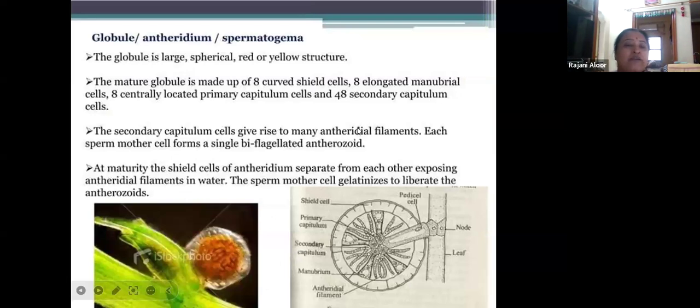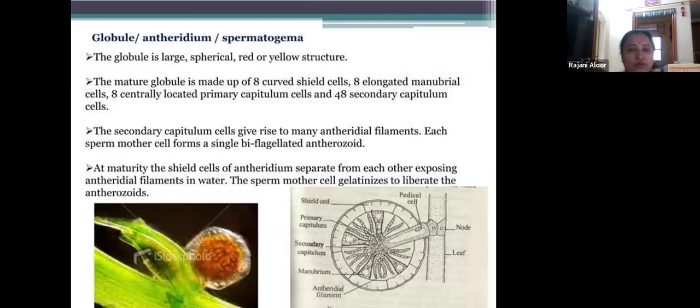Coming to the development of the globule. What is the globule, and how does it develop? Look at this picture. The male reproductive organ is called the globule. The globule is yellow in color. It consists of different parts. The first part is called the pedicel. Where is the pedicel? Observe the picture clearly.